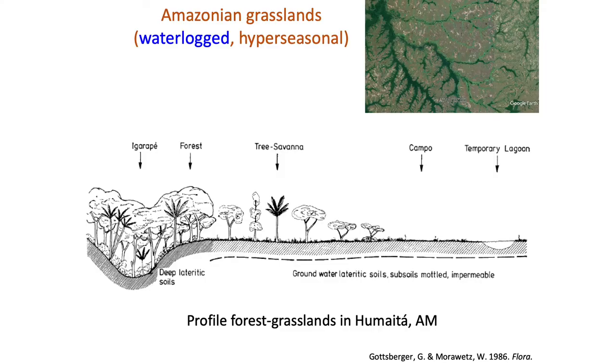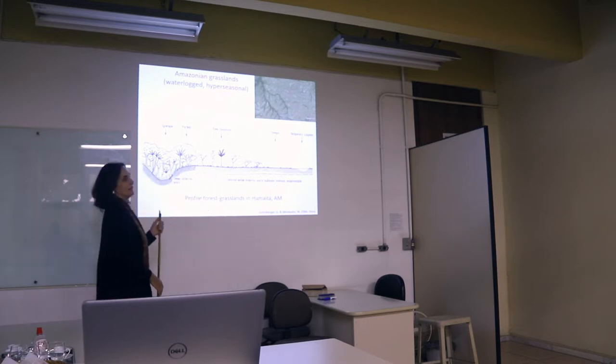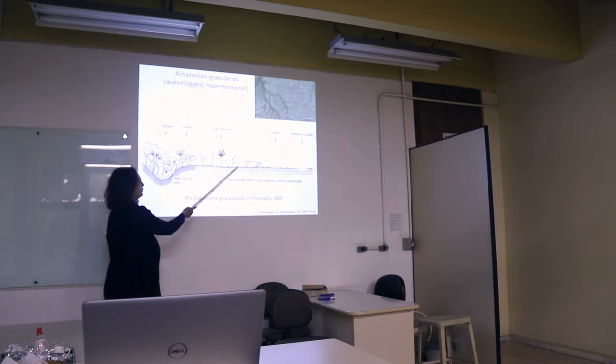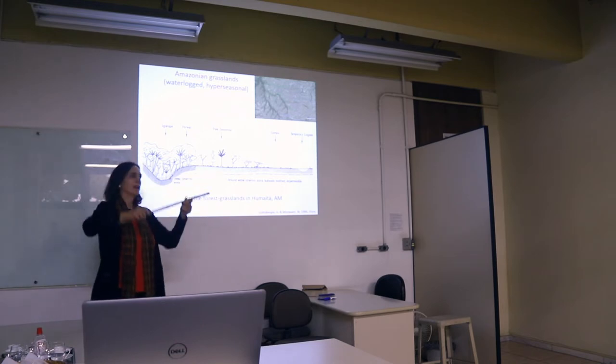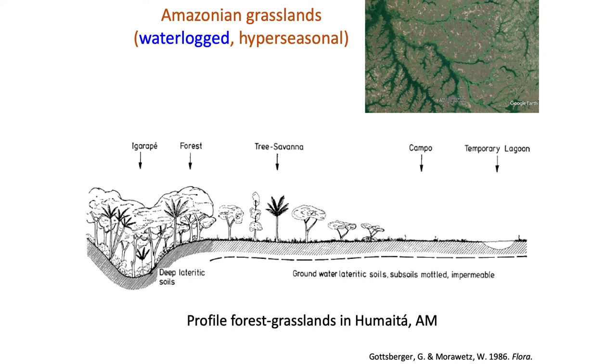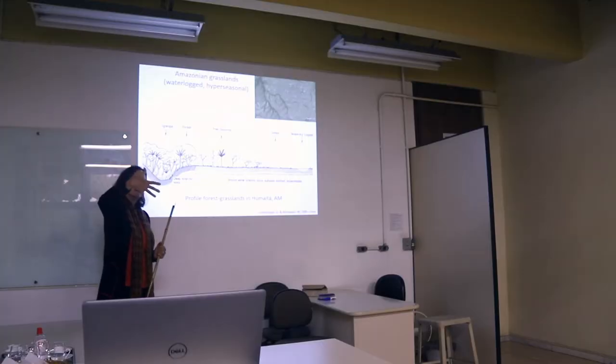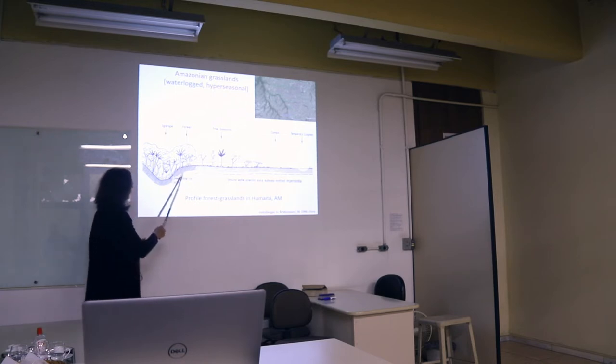That's the landscape. We have gallery forests and we have the grasslands in the interfluves. What happens there is there is a layer of laterite and the rainwater. Imagine 2.5 meters of rain falling down, no slope, and this water accumulates and it infiltrates, and so there is an impediment layer. And it can saturate, and you can have water above ground like this. And then here it's broken. This layer is broken, and then you can have trees.